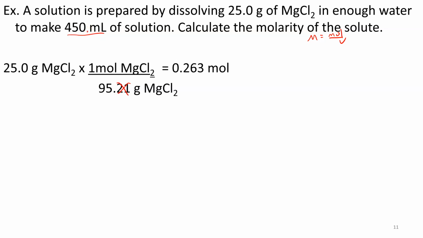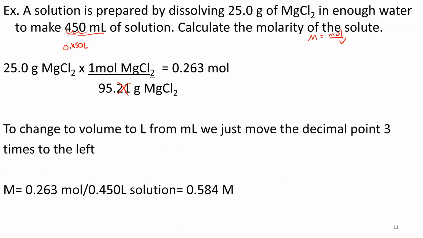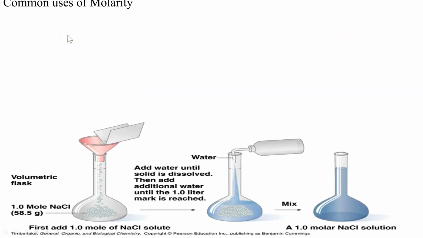We're going to move it over 3 times. 1, 2, 3. So you get 0.450 liters. That's how you go from milliliters to liters. Decimal 3 times to the left. We do that, then divide, and we get 0.584 molar. That's how I get the molarity of the solution. Pretty small number, right? Less than 1. So is this a concentrated solution? No, it's pretty watered down, if anything.